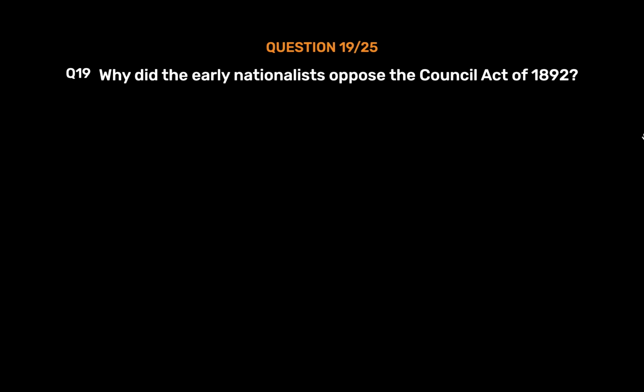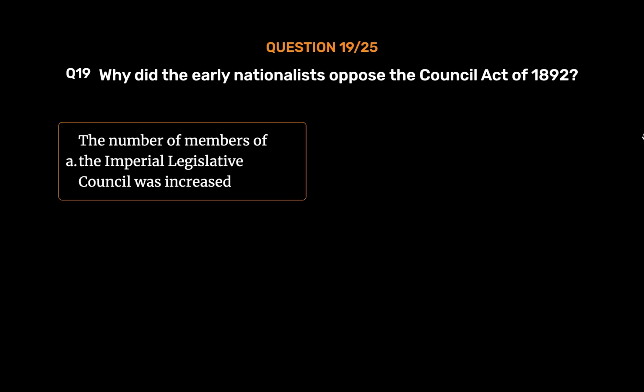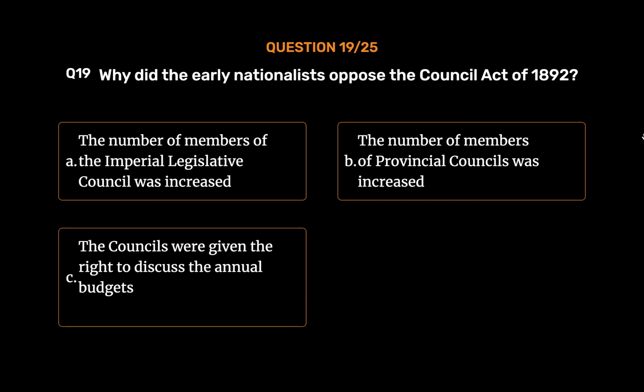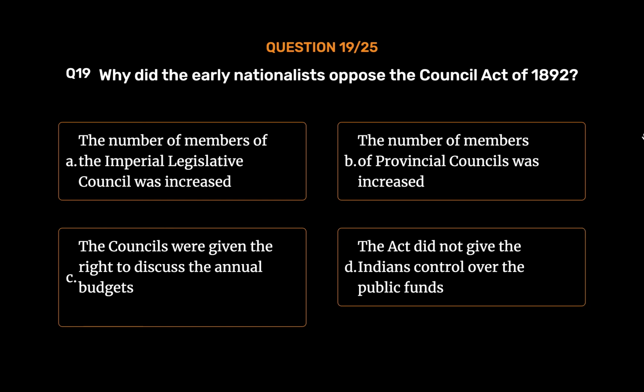Question number 19. Why did the early nationalists oppose the Council Act of 1892? Option A. The number of members of the Imperial Legislative Council was increased. Option B. The number of members of provincial councils was increased. Option C. The councils were given the right to discuss the annual budgets. Option D. The Act did not give the Indians control over the public funds.